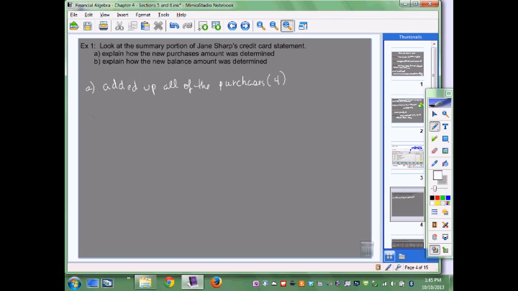Okay. And then the new balance, we talked about this too. The new balance is the previous balance minus the payment plus the new charges or new purchases.